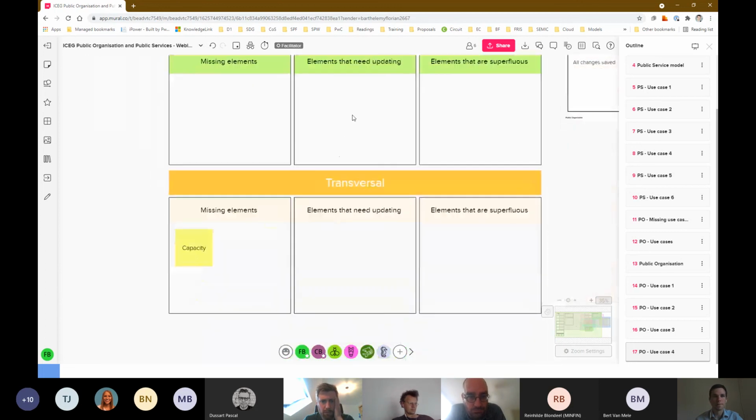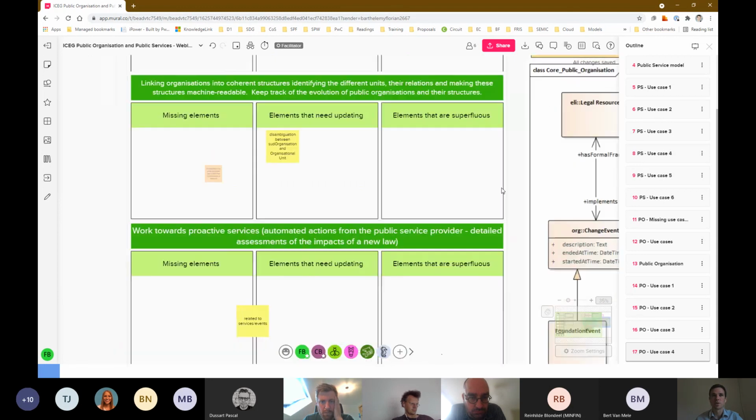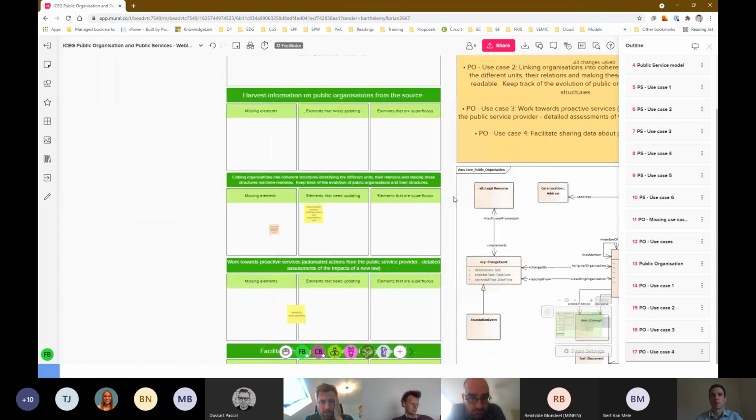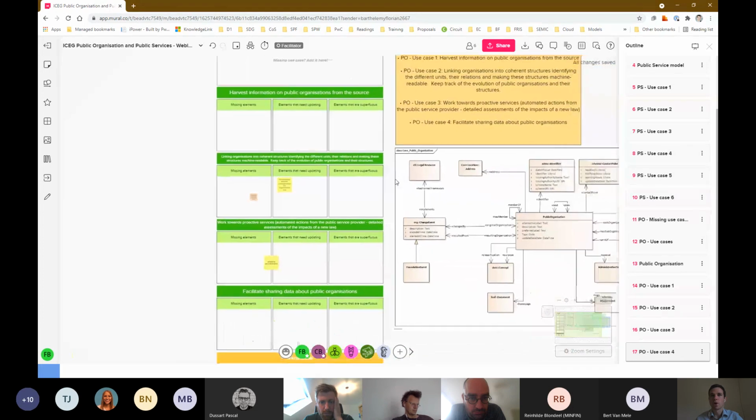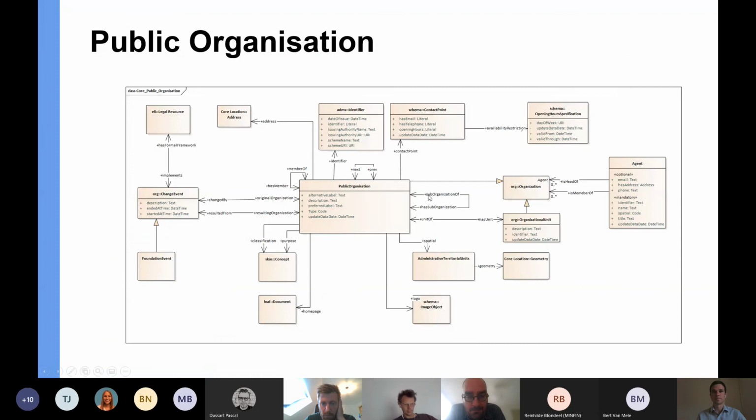Okay. Yeah, and I put capacity, but that's indeed about the agent part as well that we just covered. No worries about public organization as well. We'll give you also extra time to review it in the coming weeks. So let me go back also to the slides. Voilà.